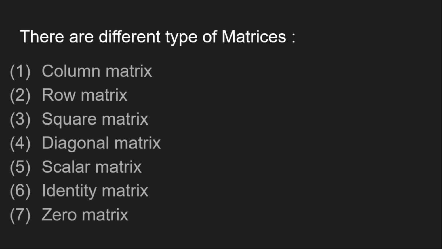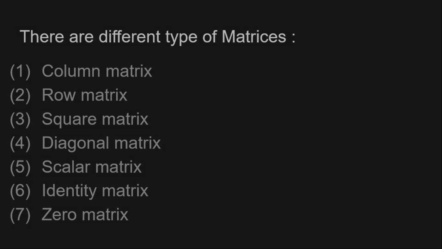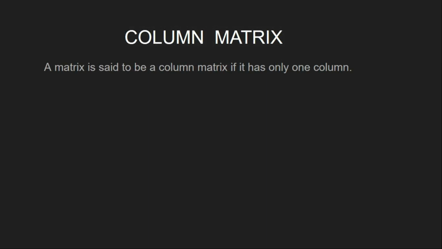There are a lot of different types of matrices also, but basically it's the start of the chapter, so you should know about these different types of matrices. So first of all, let's see what the column matrix is. If you saw the last video, I think you all know what a row and column are. So a matrix is said to be a column matrix if it has only one column. So very simple.